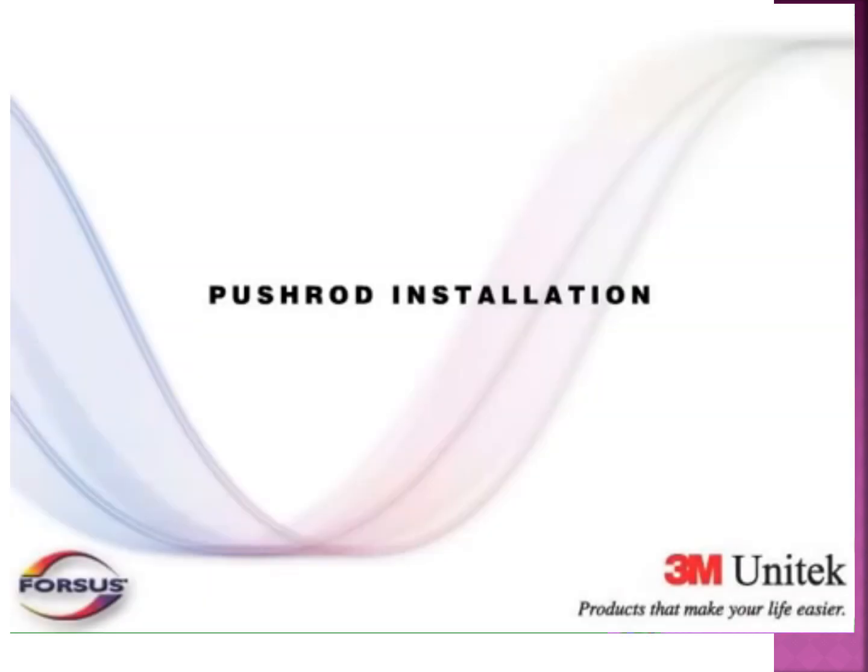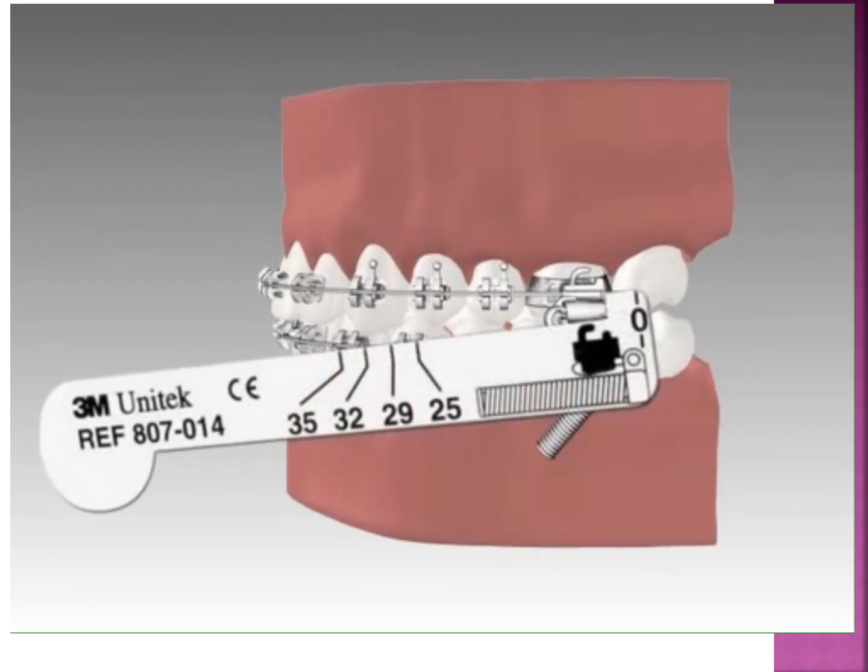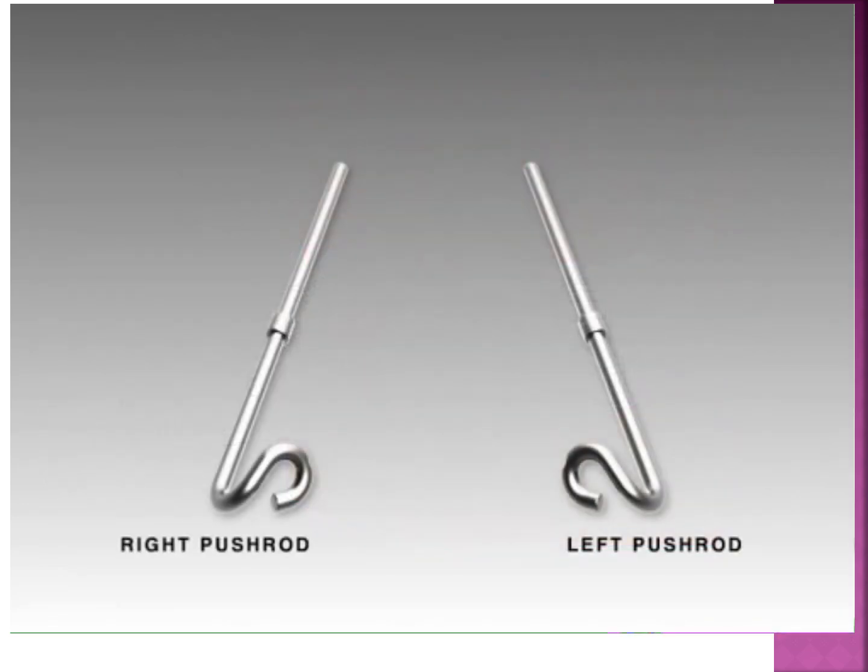The correct pushrod size for the patient must be used. To measure the correct pushrod size, with the jaw closed, place the distal end of the measuring device behind the headgear tube and the mesial end of the gauge just distal of the lower cuspid bracket. The appropriate size pushrod is indicated. Note that the direct pushrods are in a left and right configuration and should be measured separately.